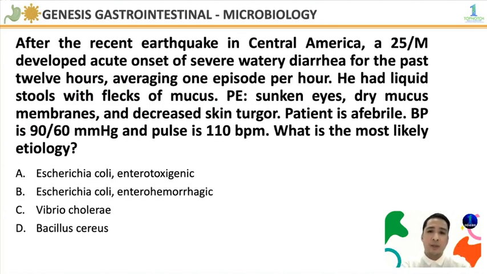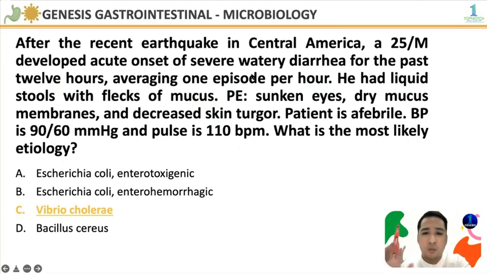After the recent earthquake in Central America, there's a development of acute onset of watery diarrhea for the past 12 hours, averaging one episode per hour. On physical examination, you will see flecks of mucus in the stool, sunken eyes, dry mucous membranes, and decreased skin turgor. The patient is febrile, with a blood pressure of 90/60 and tachycardic at around 110 beats per minute.